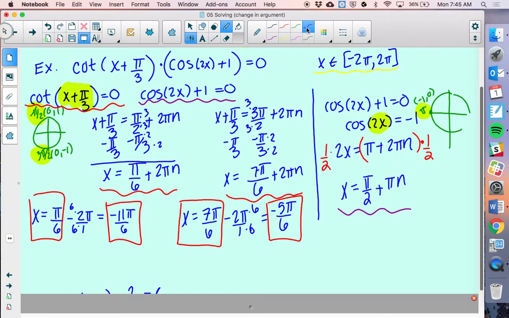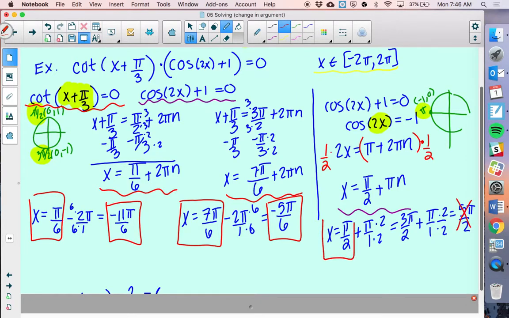Now let's come over here. Here, keep in mind we're only adding pi because when we isolated the x, we had to multiply by a half. So if I add pi, I'm going to get a common denominator. That's going to give me 3 pi over 2. And I know if I add again, let's see here, pi times 2 over 2, so that gives me 5 pi over 2. And now I'm outside of my domain, so this is not a solution. So pi over 2 and 3 pi over 2 are my answers.